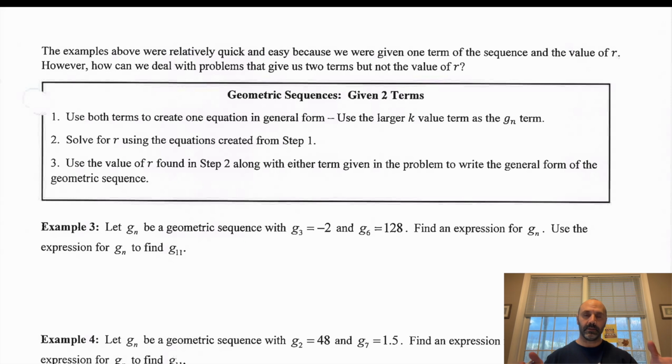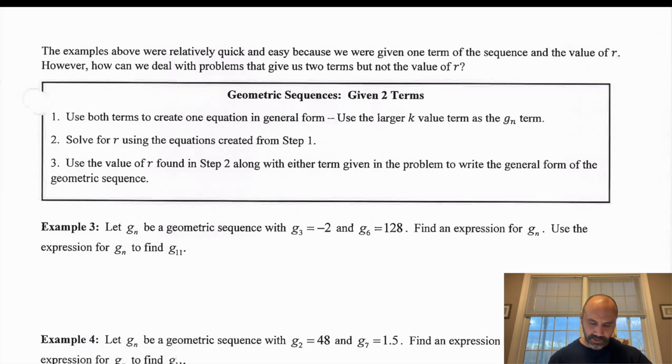And this is modeling what we did for the arithmetic sequences, right? We did the same sort of thing for the arithmetic sequences in part 1. And then it says solve for r using the equations created from step 1. And then you can use the value of r found in step 2 with either term to write the general form of the equation out of that.